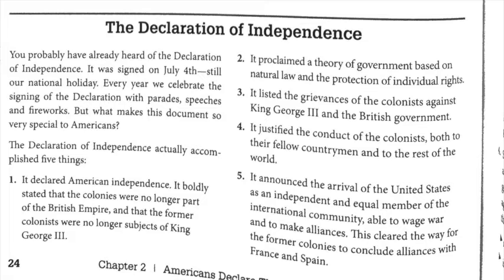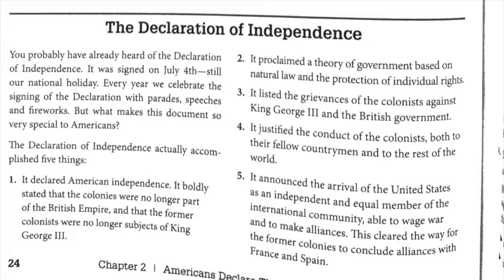Underline or highlight the word grievances, and then I want you to, somewhere in the area around the text, write complaints with a line going from grievances over to complaints. A grievance is a complaint. So when you put a list of grievances, you're putting a list of all the things they were complaining about.